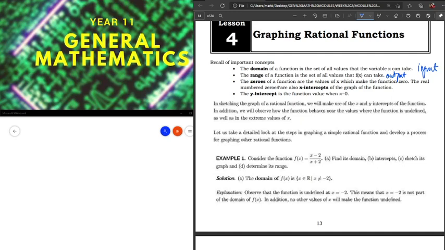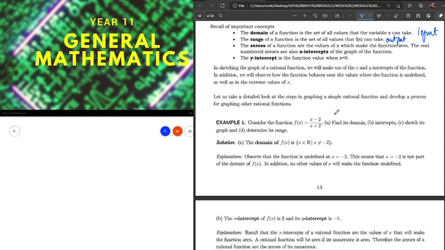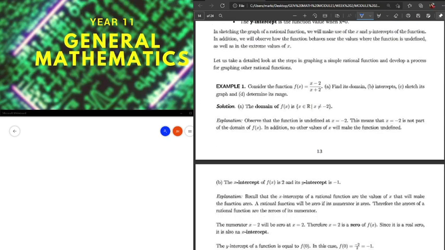Then the zeros of the function are the values of x which make the function 0. The real-numbered zeros are also called x-intercepts, and the y-intercept is the value of the function when x is equal to 0. Let me give you an example later on. So let's start with how to find the domain.